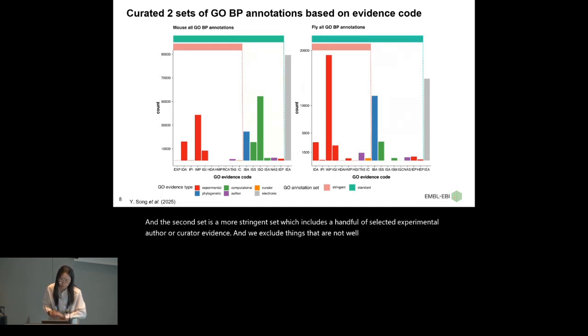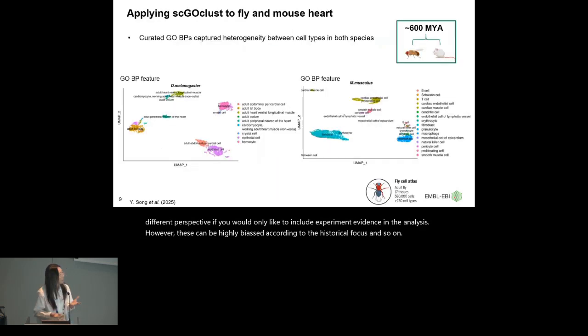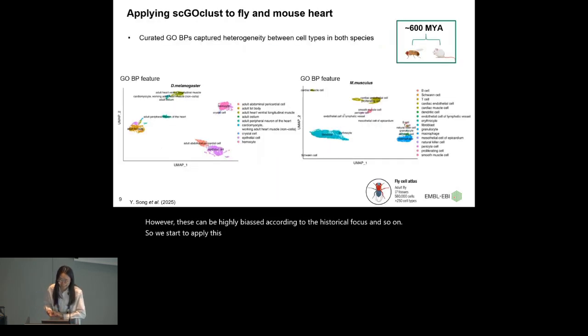And here it's important to highlight that the stringent set is not better than the standard set. It's just a different perspective if you would only like to include experiment evidence in the analysis. However, these can be highly biased according to the historical focus and so on. So we start to apply this method to many datasets.